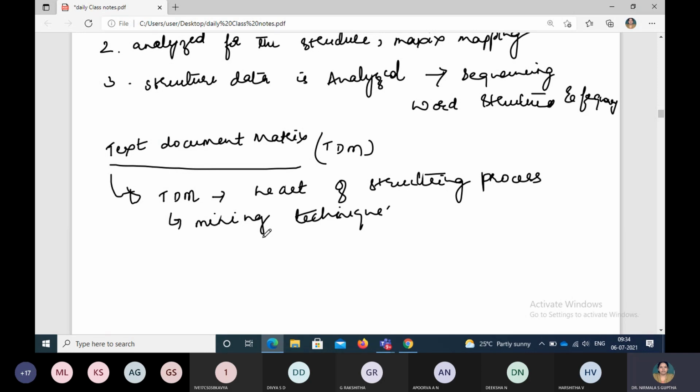So the TDM acts like the heart of the structuring process, or the second step, as I mentioned. There are several efficient techniques for identifying the key terms from the text. There are a lot of techniques available which can be used to identify the key terms from a text. And there are less efficient techniques also, available in the market for creating the topics out of the text we get.